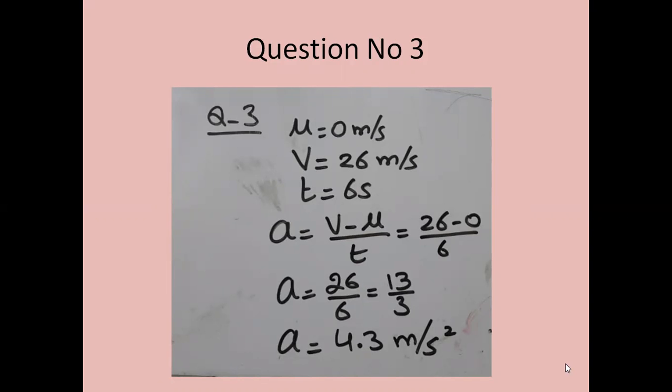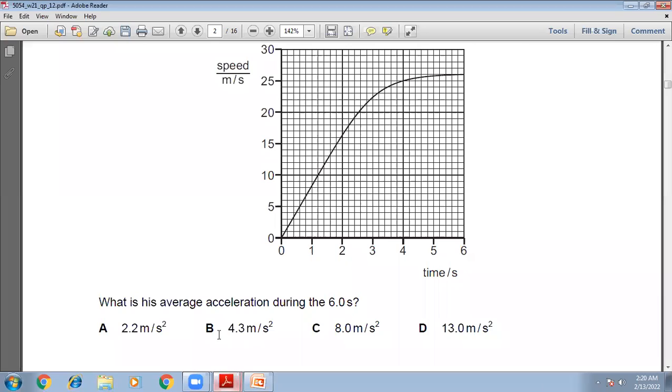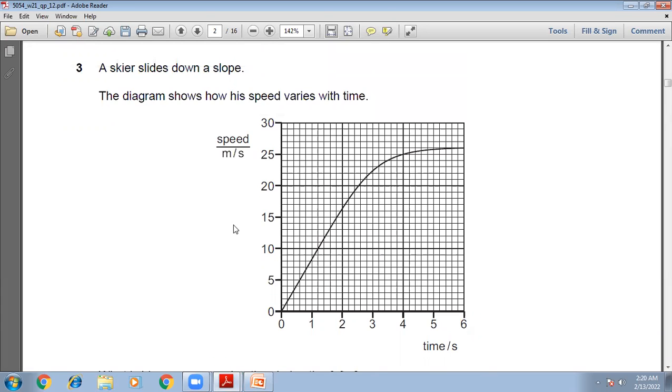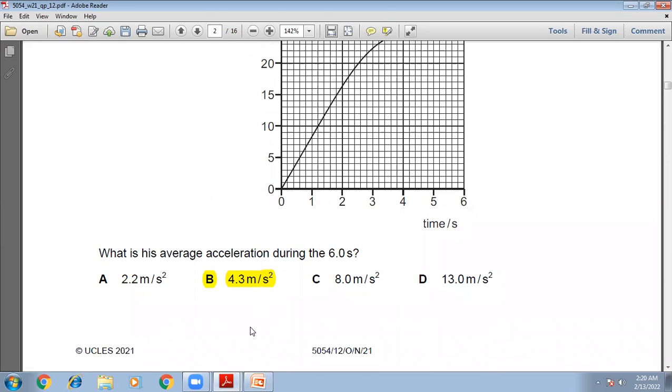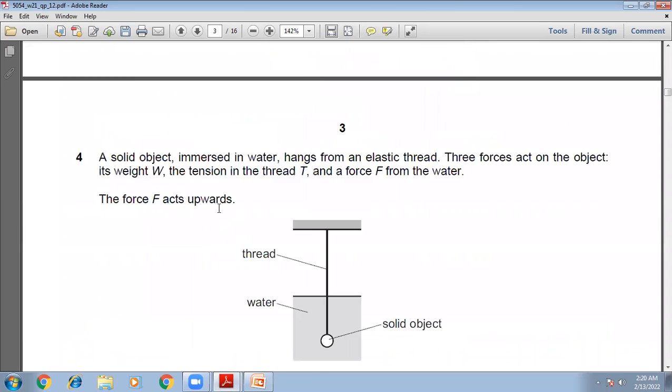Acceleration is 4.3 meters per second squared. Let's check. 4.3 meters per second squared. So we think that B is the choice for question number 3. Okay.